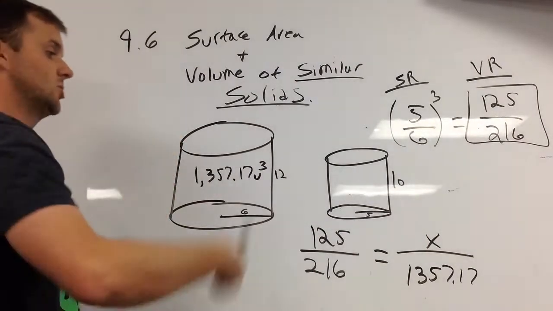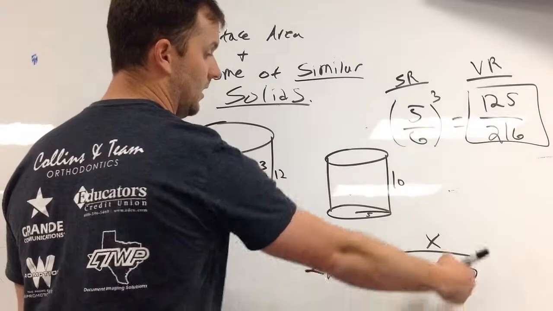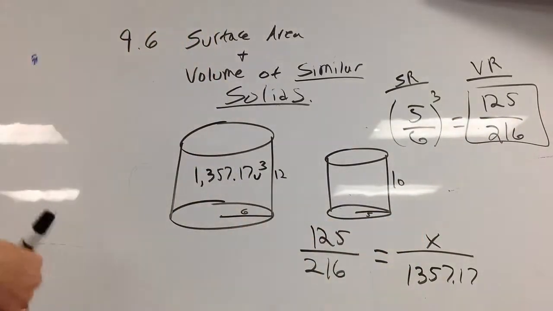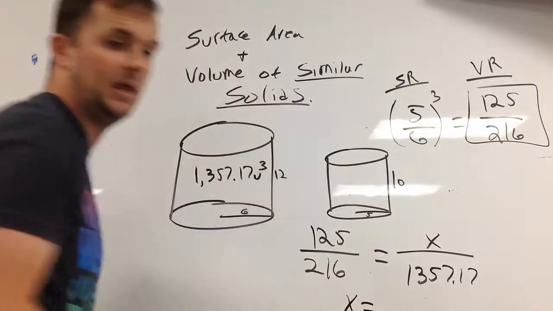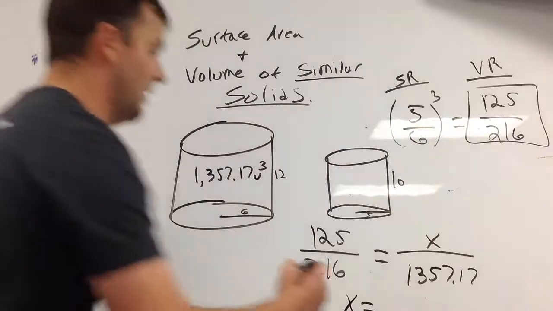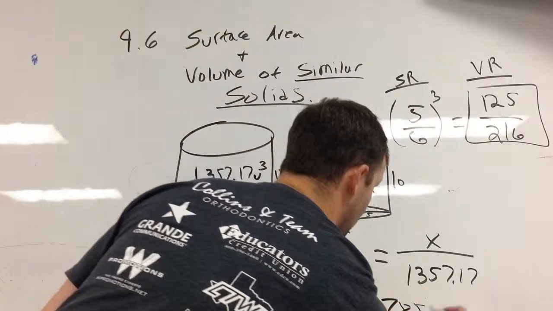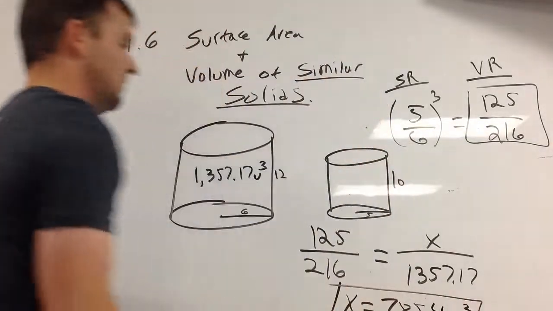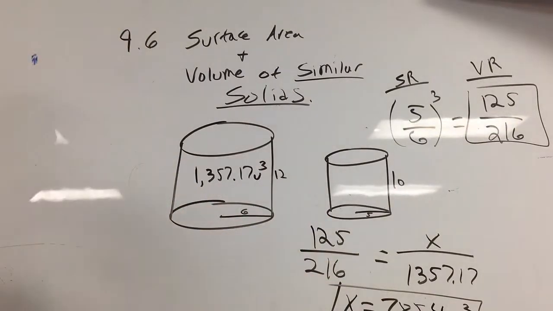Now all I have to do is cross multiply and divide. I would multiply these two here, and then divide by 216, and solve my cross multiplication. So x is going to end up being 785.4 units cubed, because this is in units measurement. So after I cross multiply and divide, it turns out to be 785.4 units cubed.